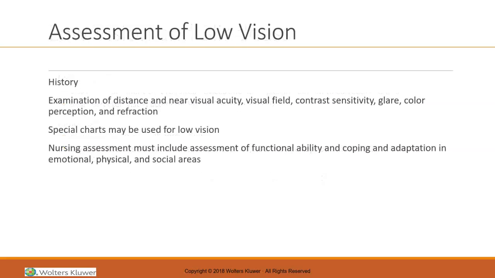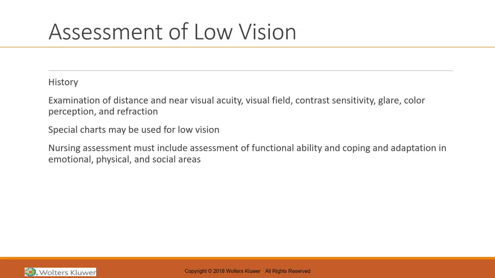So, assessment of low vision. Certainly we want to get a good history: any physical history, history of eye problems, familial history. We want to get a good examination, looking at as many variables as possible, using everything that we have available to us to assess. There are special charts available for patients who do have low vision. For nurses specifically, what you should be looking at is the patient: how does their vision or problems with vision affect their lives? And what can we do to help their lives be more manageable?